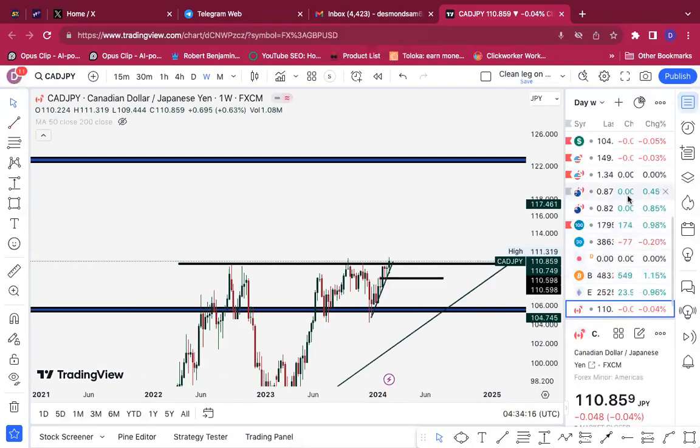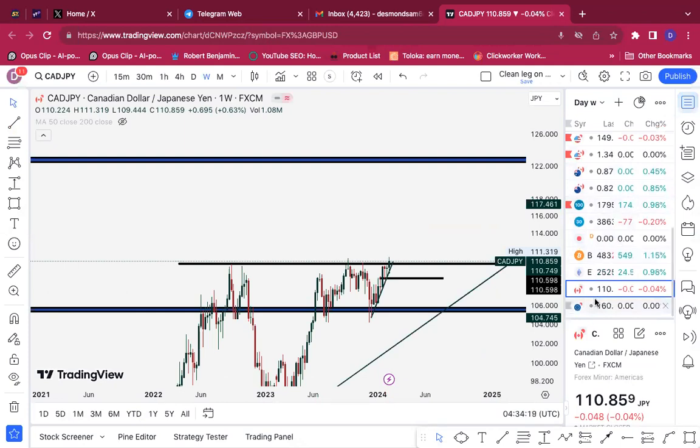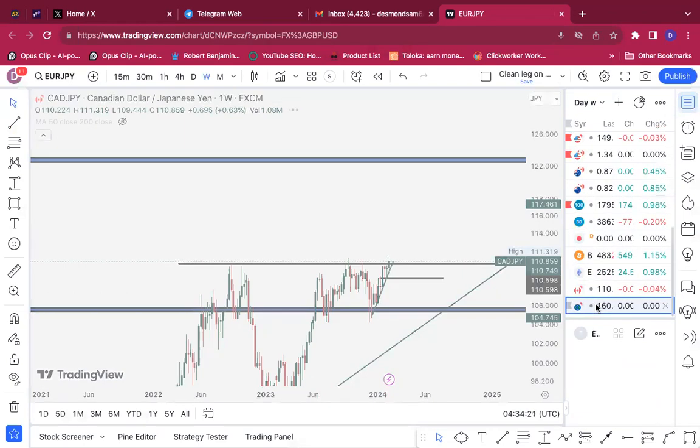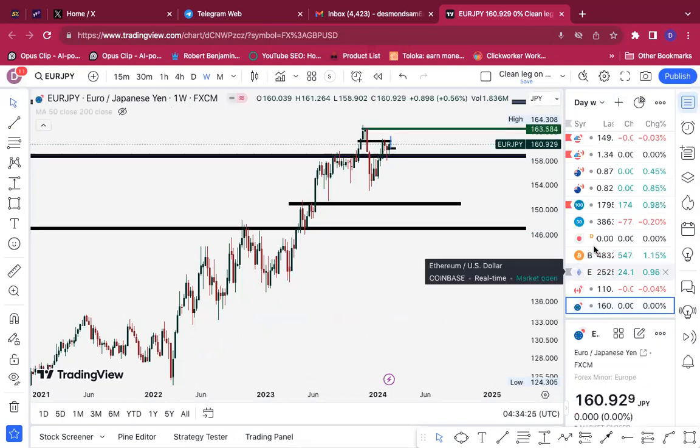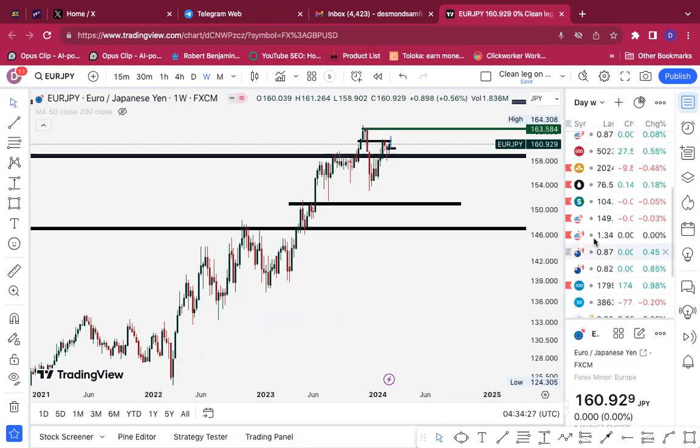so the next pair on my list would be, I think, I'm not really liking how this price is looking on EurJpy. I have no business with that.